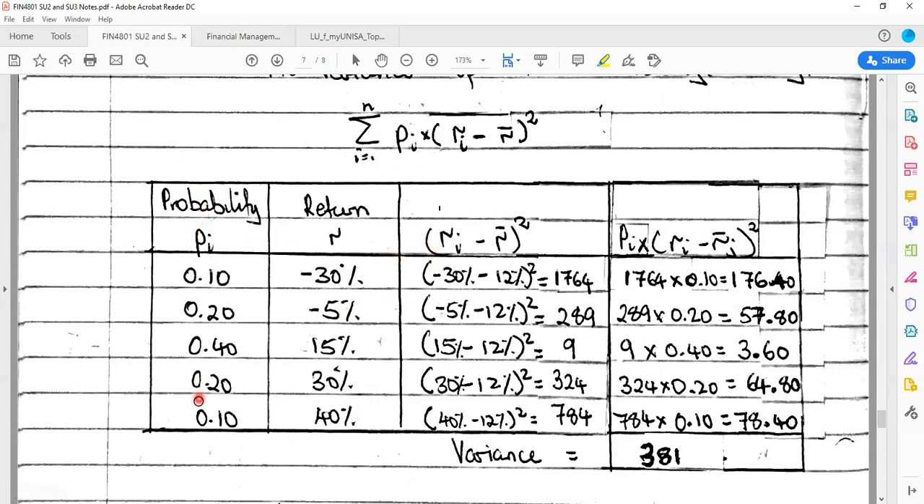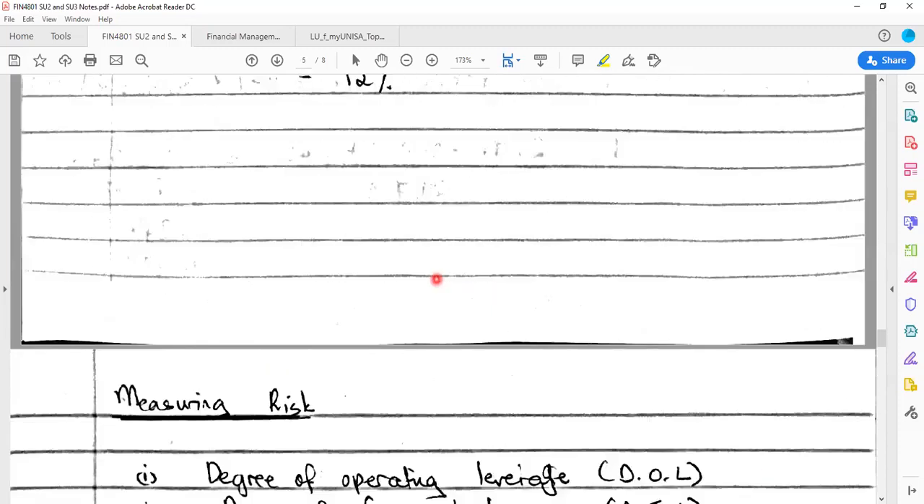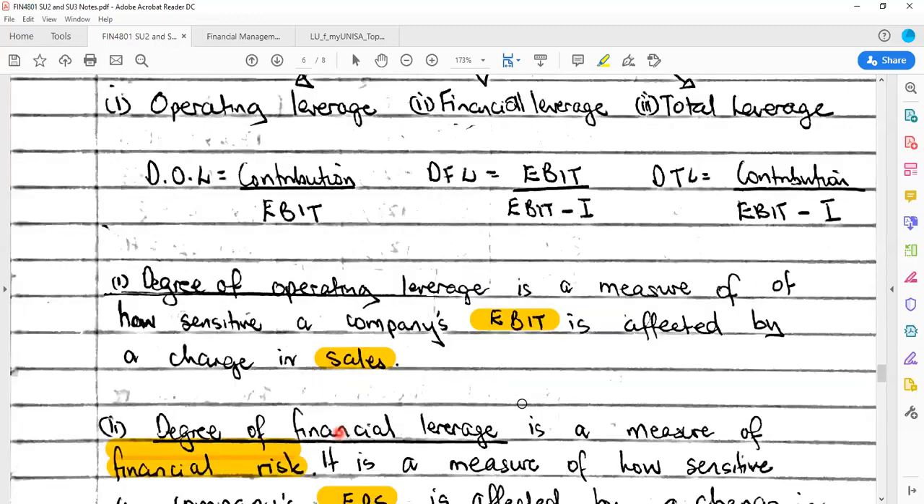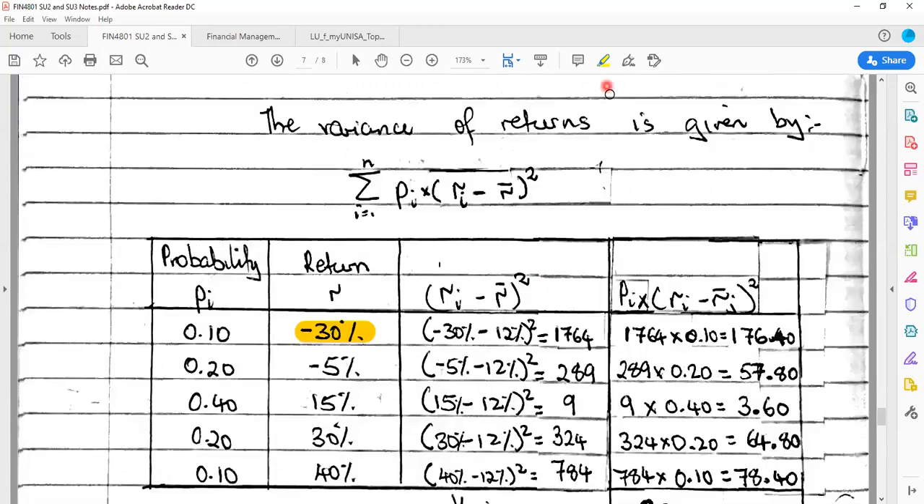So you always change your probability to decimals, and then here we have our returns as percentages. Then you take each return, like this minus 30, and then you subtract the expected return, which we got before as 12%. Minus 12%. And then you square that, and you get 17.64.